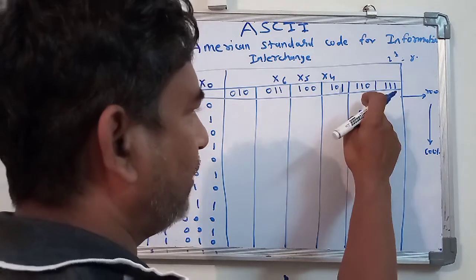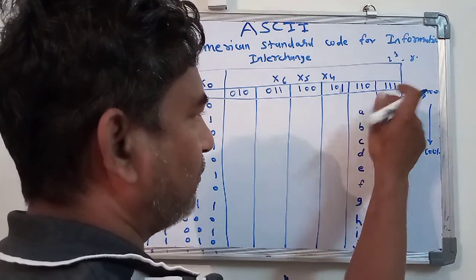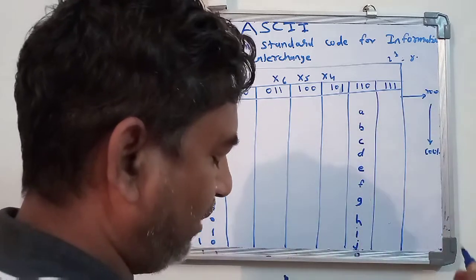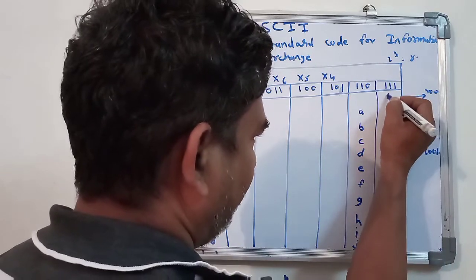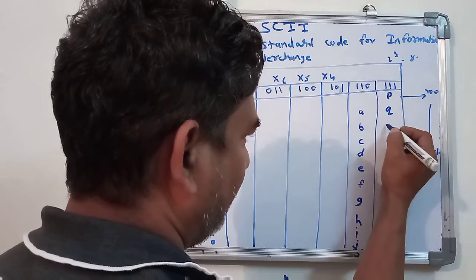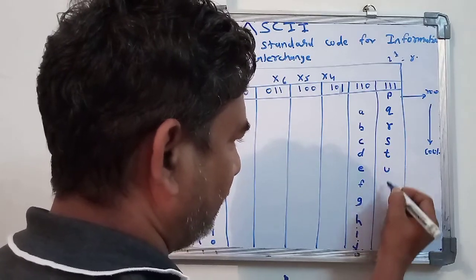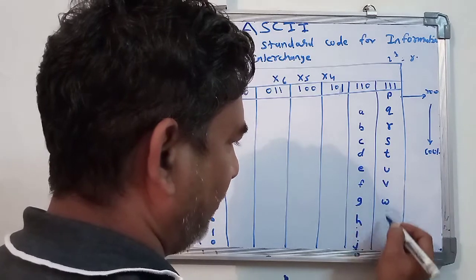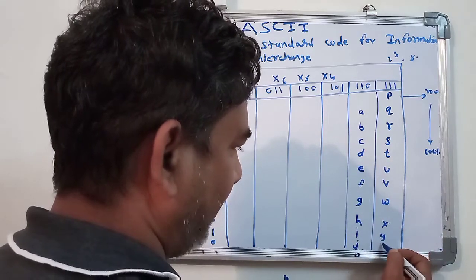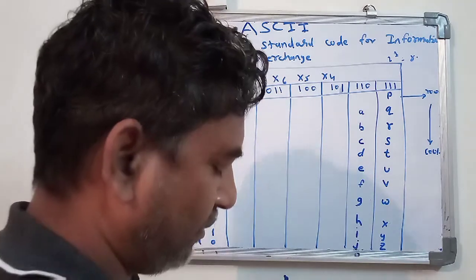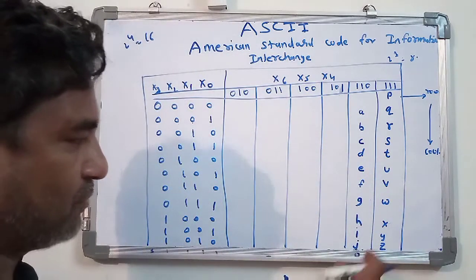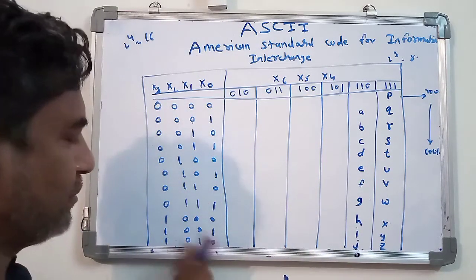Now you don't have to do this one column here; you have to start from this one. Then here you will be getting P, Q, R, S, T, U, V, W, X, Y and Z. Okay, students, the Z is also in the 1010 row.